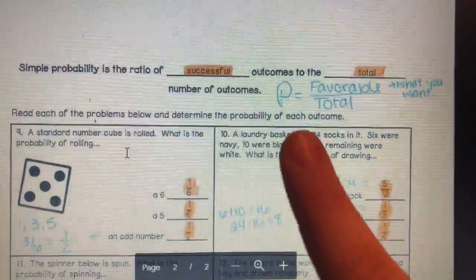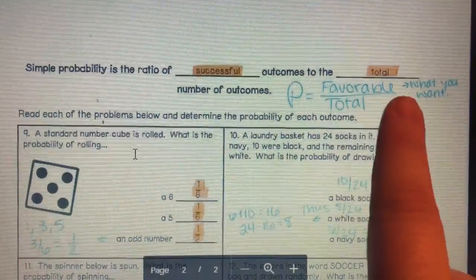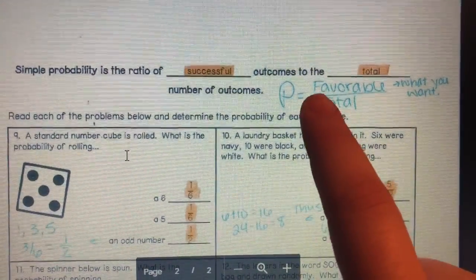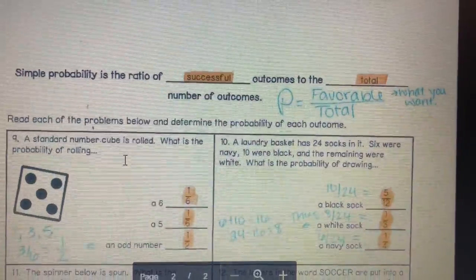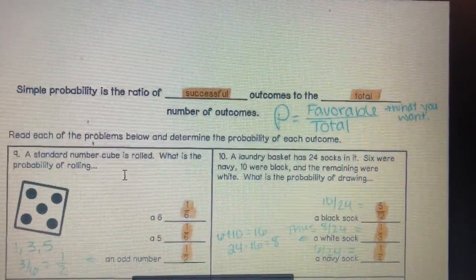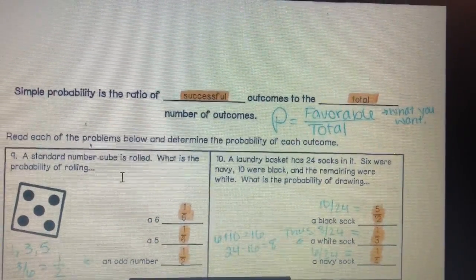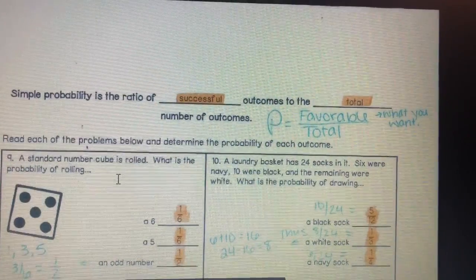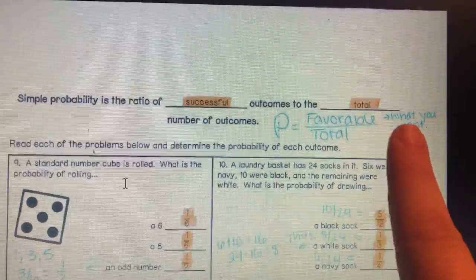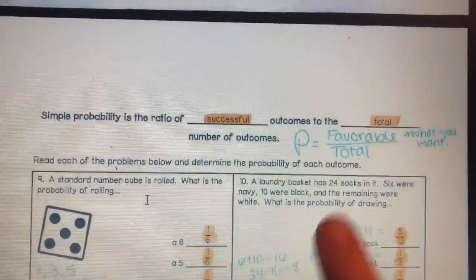P is for probability. So I'm going to put my favorable, what I want to have happen, over my total number of outcomes. Like if I have a bag of marbles and there's 3 red marbles and 2 green marbles, what's my probability that I get a red marble? Well, there's 5 altogether, so my total would be 5. And favorable, what I want is a red, so 3 over 5. So this is our formula for simple probability.